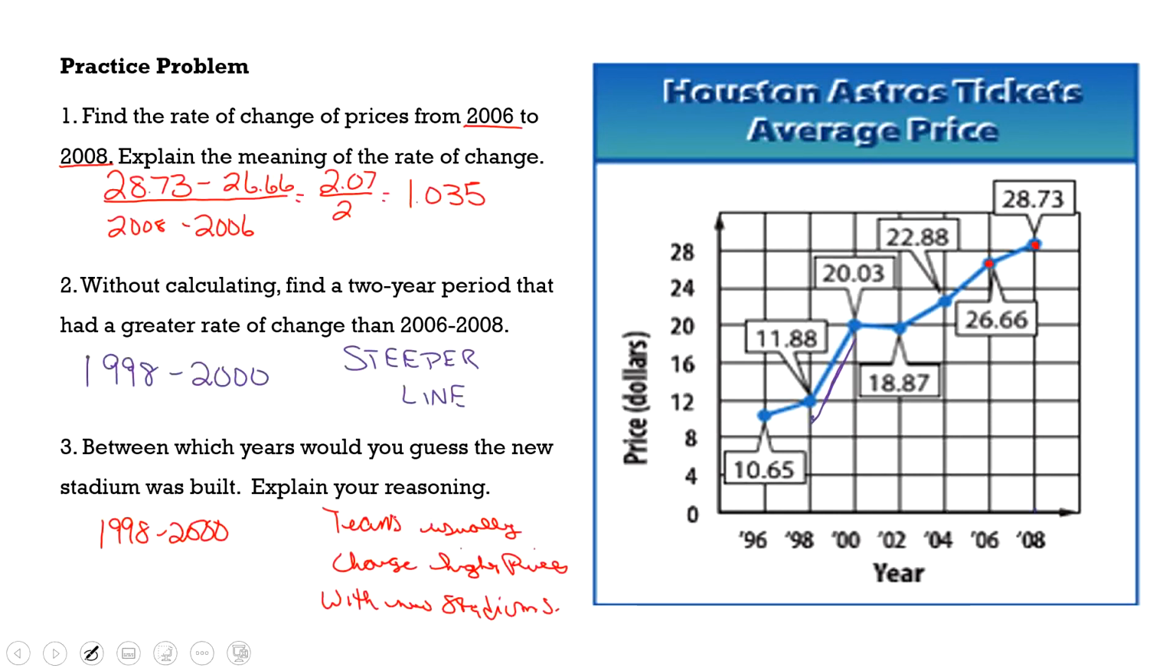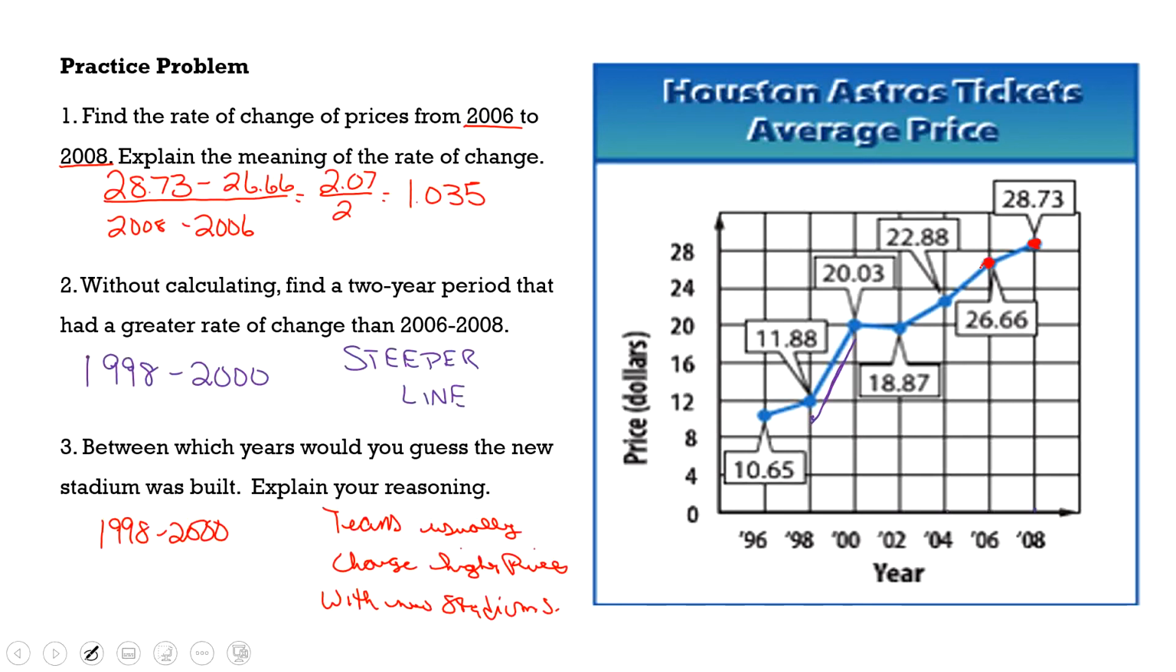All right, so the first one, 2006 to 2008, we find our numbers. We see that they're the red points here, the top 2 points. They tell us what the numbers are. It's 28.73 minus 26.66, 2.07 divided by 2. We get a rate of change of 1.035. Got it, done. Second one, without calculating. They didn't want us to do any numbers. We had numbers, we could have done it. They didn't want us to use them.